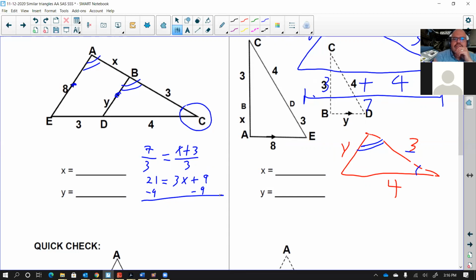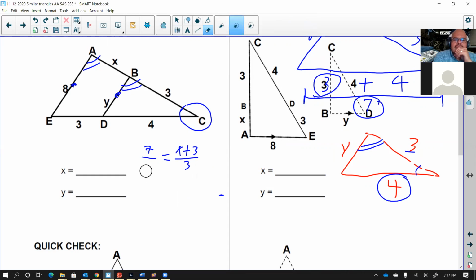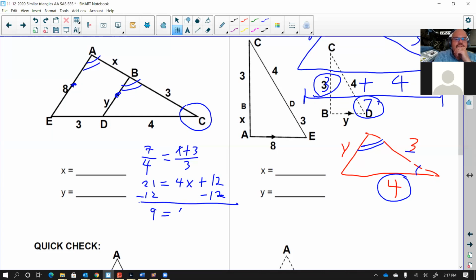No, I do not. Sorry, I apologize. I made one little mistake, and that's with the common ratio, which is the biggest mistake that I could make. I was looking at this 3, I wasn't looking at this and this. So 4 corresponds to 7. So it should have been 7/4. Apologize, I didn't see that. Cross multiply. So this is 21 equal to 4x plus 12. Subtract 12 from both sides. That gives me 9 equal to 4x.